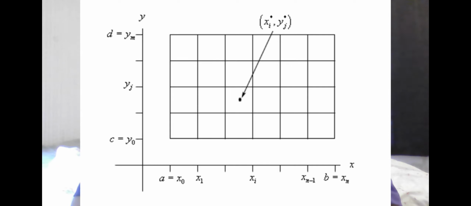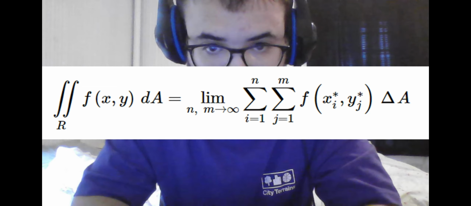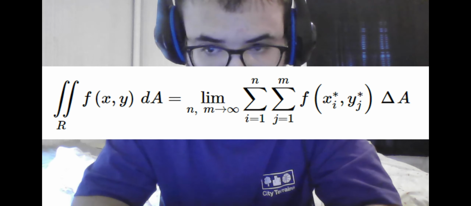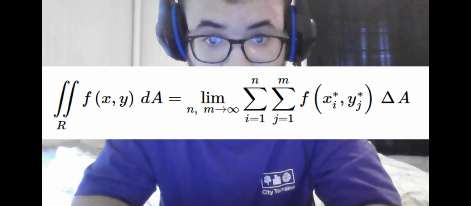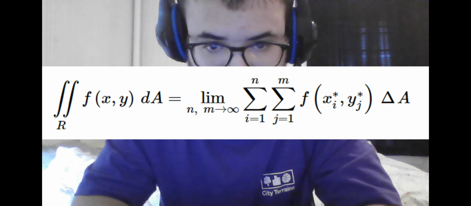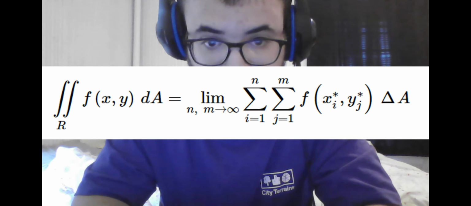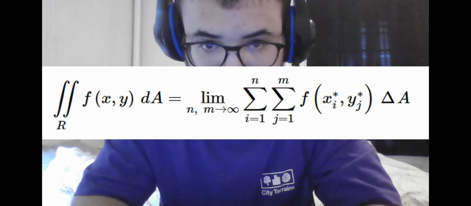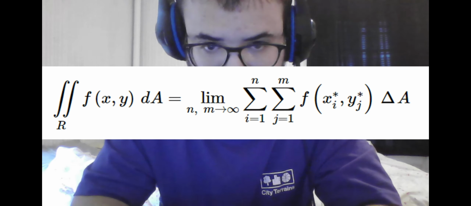The conventional shorthand for a double integral is two integral symbols with an R beneath it to indicate a rectangular region. The integrand is f of x comma y, and the variable you're integrating with respect to is change in cross-sectional area. This logically means that just like the area under a one-dimensional curve is given by a single integral, the volume under a three-dimensional curve is given by a double integral.